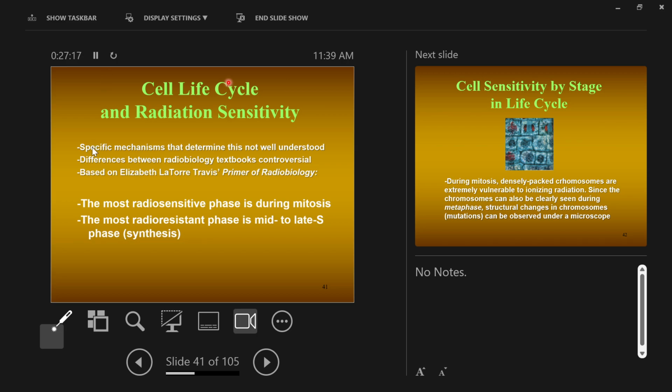Not a complicated mess. Difficult, but it's not complicated. All right, so let's now talk about cell life cycles and radiation sensitivity. Now there's a couple of very important things to know.